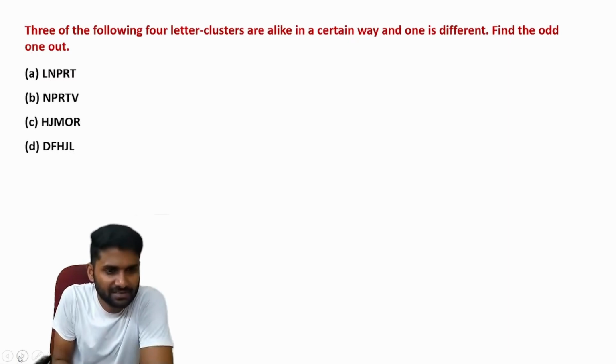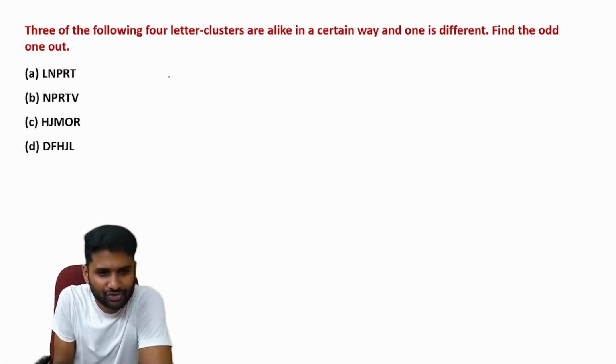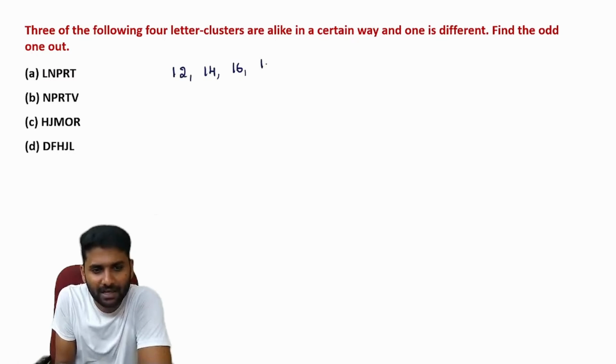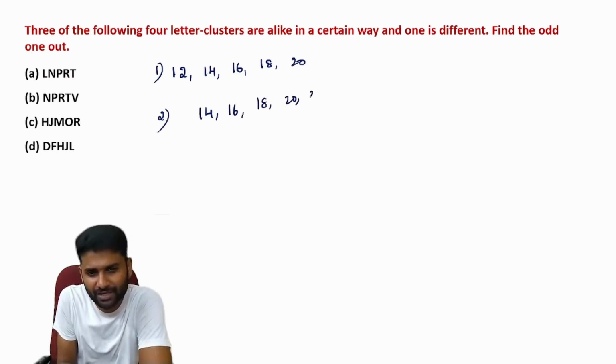Let's check with the sequence here. L is the 12th letter, then the 14th letter, 16th letter, 18th letter, 20th letter. The sequence has a difference of two units: 14, 16, 18, 20, 22. It follows the same rule.